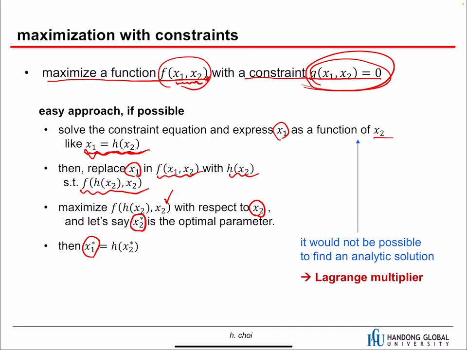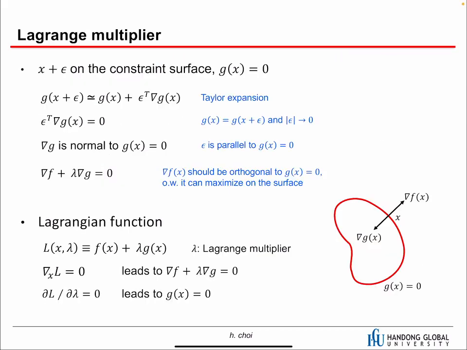But most of the time in machine learning, this is not possible, so it would not be possible to find an analytic solution. In that case, we can use the Lagrange multiplier. Now let's talk about the Lagrange multiplier, which is quite popular in machine learning. You're going to see this a lot in this semester.